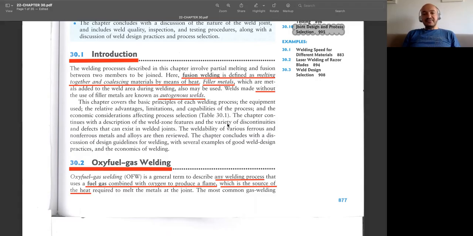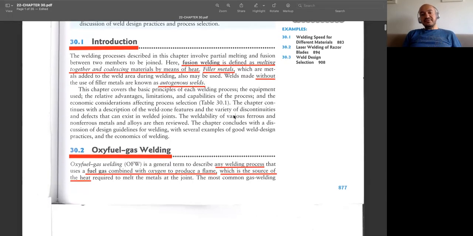If you don't want to use filler metal, that might be possible, but the gap between your parts should be very low. In such cases, these processes are also called autogenous welds. And the first type of fusion welding process we are going to discuss is oxy-fuel gas welding.